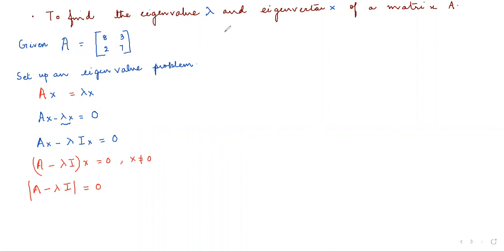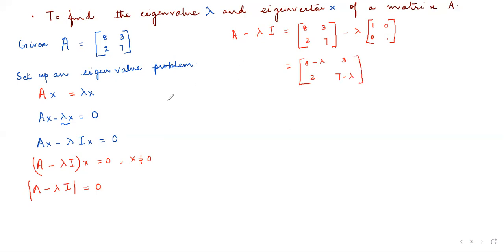So in this case, what will A − λI be for this particular problem? Here you see A is given, 8, 3, 2, 7, and it is a 2 by 2. So we take minus lambda times a 2 by 2 identity matrix, 1, 0, 0, 1, and after matrix operations this becomes 8 − λ, 3, 2, 7 − λ.